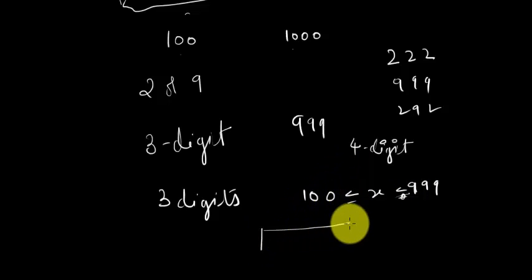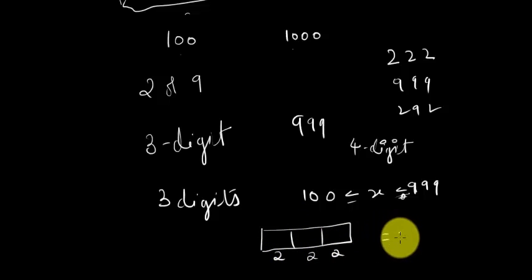Very simple to fill this up. And I'm allowed to repeat, which means this box can be filled up with either a 2 or a 9, so 2 different ways. 2 or a 9, 2 different ways. 2 or a 9, 2 different ways. So 2 to the power of 3, which is 8.